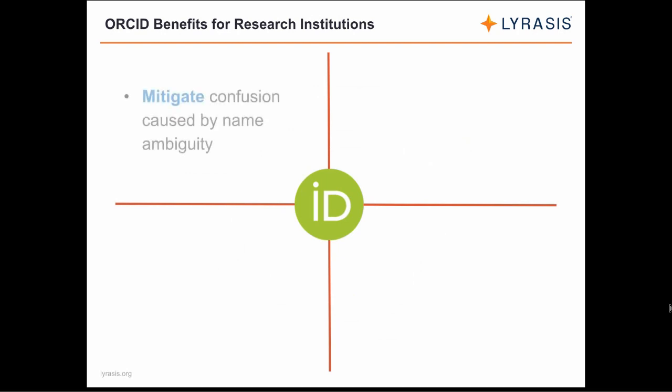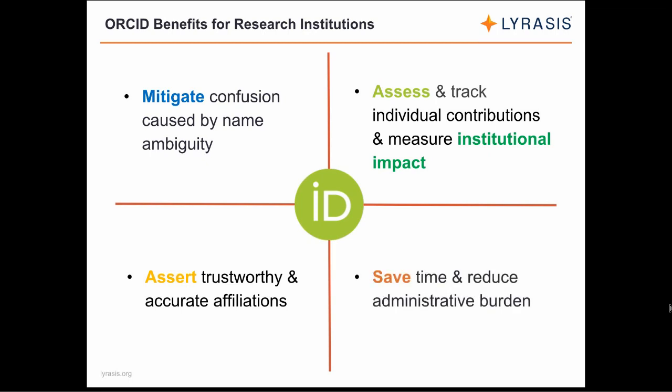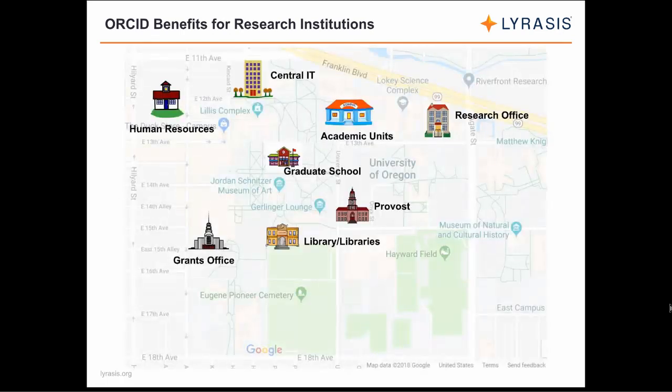So ORCID can help research institutions to mitigate confusion caused by name ambiguity, assess and track individual contributions and measure institutional impact, assert trustworthy and accurate affiliations, and save time, ultimately reducing administrative burden for both administrators and individual researchers. So at the institutional level, ORCID can have an impact across multiple campus units, and in fact, the more people and systems using ORCID, the more benefits will be seen by all parties involved.